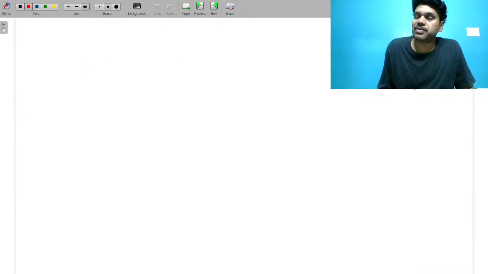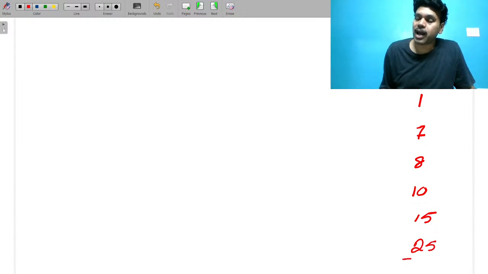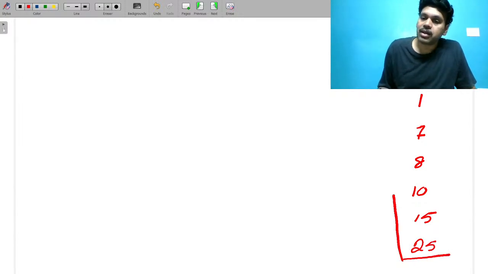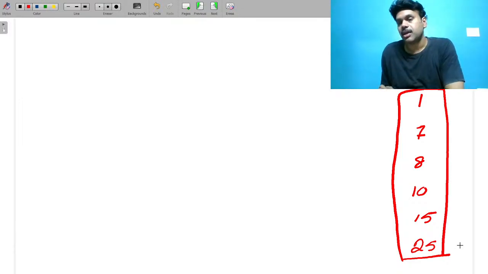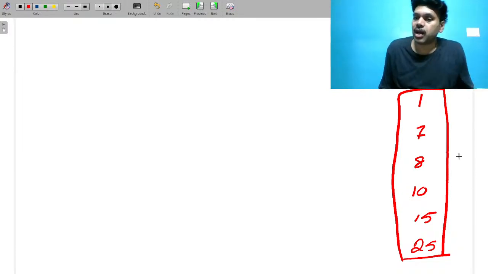So your data file at last consists of 1, 7, 8, 10, 15, 25. You may get a doubt why I have written in sorted order. Why have I not written in mixed order? Why do I maintain sorted order? Because B plus trees and B trees are ordered indexes. Now this is block 1 of your data.